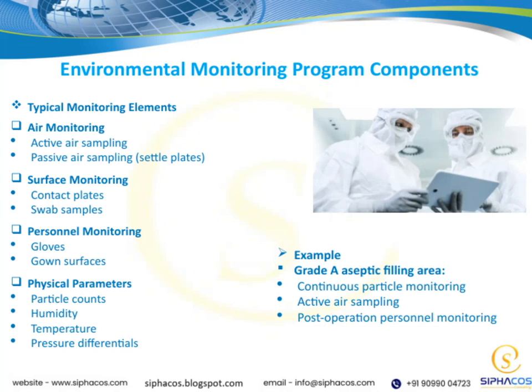Let's look at a typical environmental monitoring program in a grade A aseptic filling area. It includes continuous particle monitoring and active air sampling to keep the air clean. We also monitor personnel after operations, checking gloves and gown surfaces. Surface monitoring uses contact plates and swab samples. Plus, we track physical parameters like particle counts, humidity, temperature, and pressure differentials. Together, these elements help ensure a sterile environment, protecting product quality and patient safety.